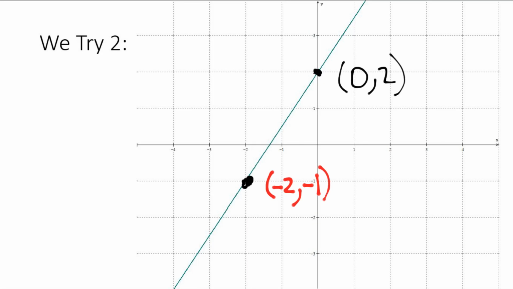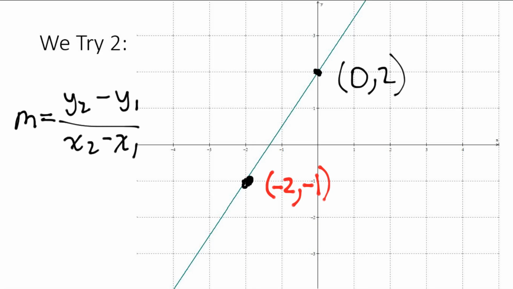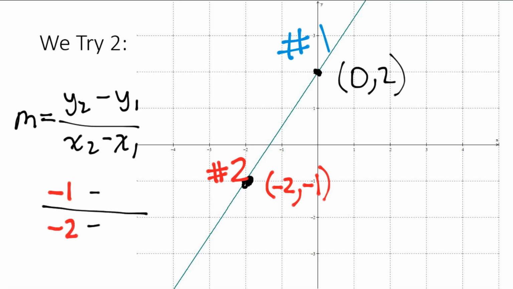Okay, so our formula is m equals y2 minus y1 over x2 minus x1. So I'm going to fill in my points. Let's have this be my point number 2, and let's have this point be my point number 1, just because I can pick them in either order I want. In my number 2 point, let's have negative 1 and negative 2, and we'll draw our lines. Here we go. And then for point number 1, we'll have 2 and 0.